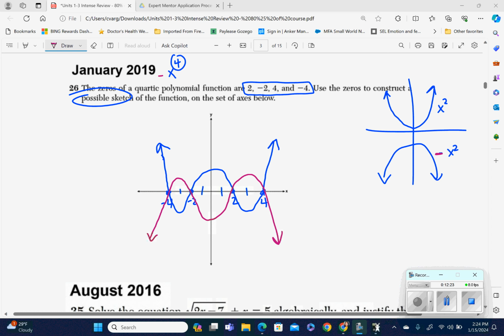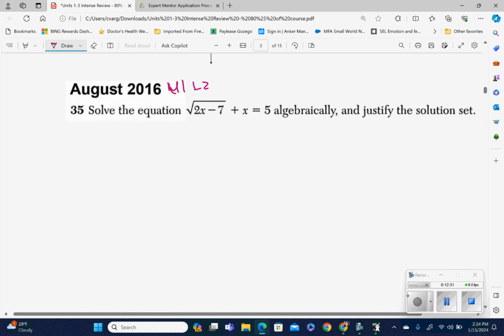All right, for this one, this is Unit 1, Lesson 2. It's our second lesson that we did in September, second lesson of the year. I don't know why I can't write our U. There we go. So the first thing that we want to do is get our weird thing by itself. So we want to get that radical 2x minus 7 by itself.